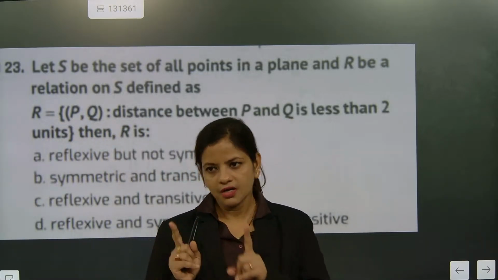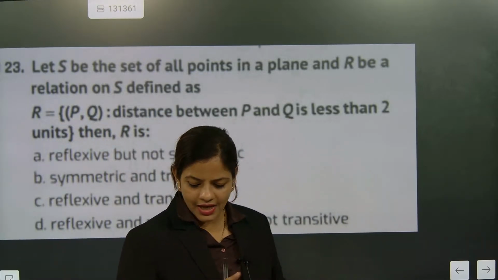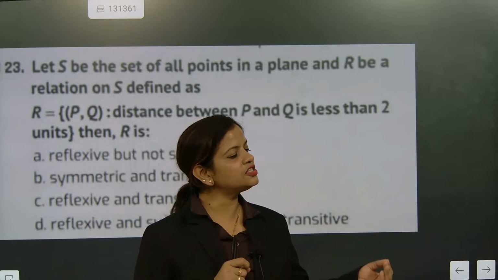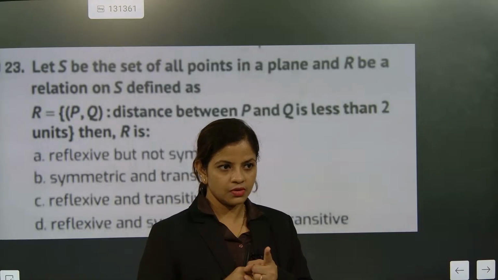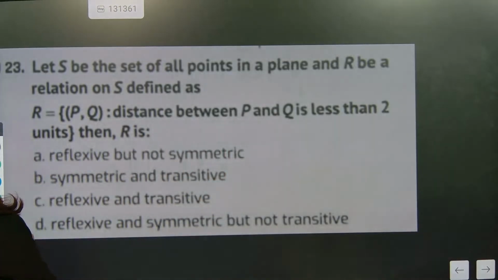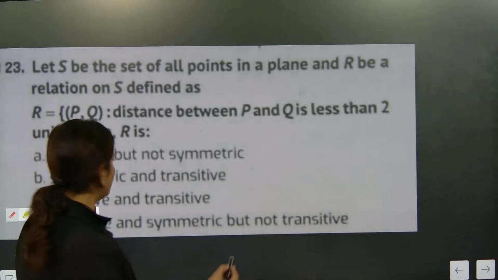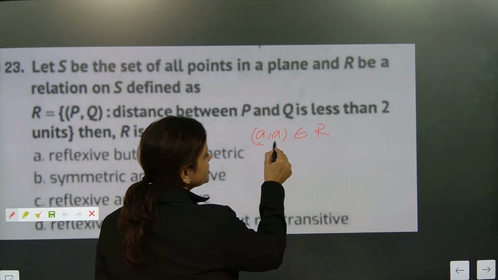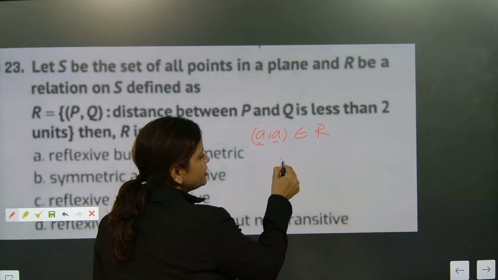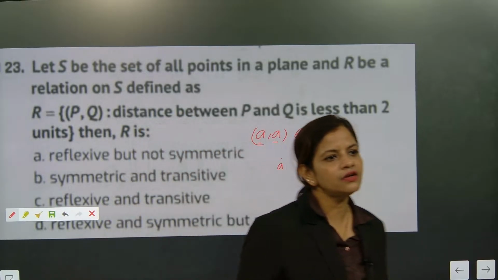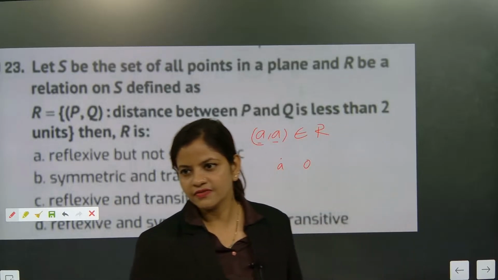So the distance between me and the same point. Reflexive means what, beta? Same number. So P and P will always be coinciding together, so the distance will be less than 2. Correct or wrong? Think very nicely. See, A comma A belongs to R, A is the distance from A. So a point's distance to itself is 0, and 0 is always less than 2. So it is reflexive. Correct?